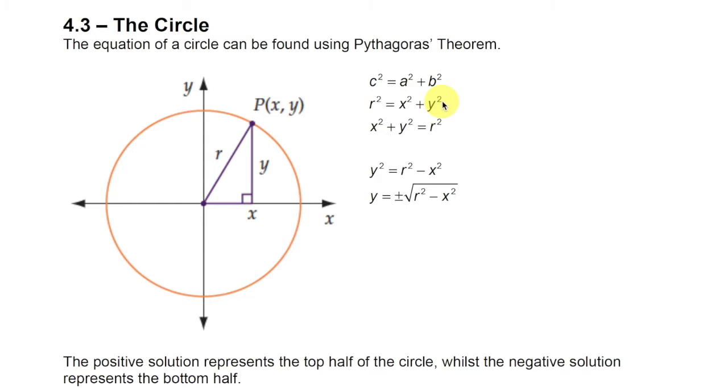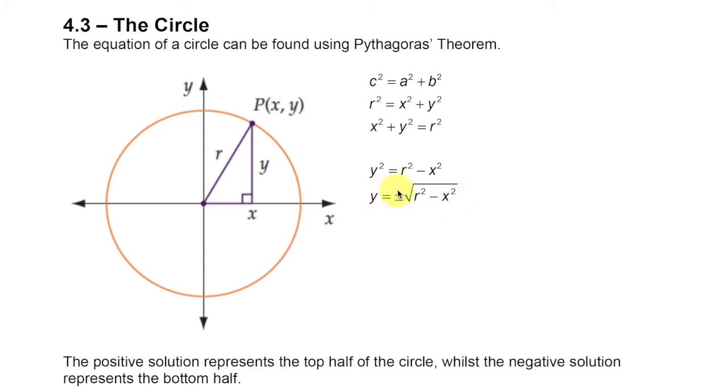Mostly when we're dealing with functions, we want to have y as the subject on the left-hand side. So let's just swap the left and the right. Let's take x squared from both sides. And now to strip it down to being just y, let's take the square root of both sides. Now that will produce both a positive and negative version of the square root of r squared take x squared.